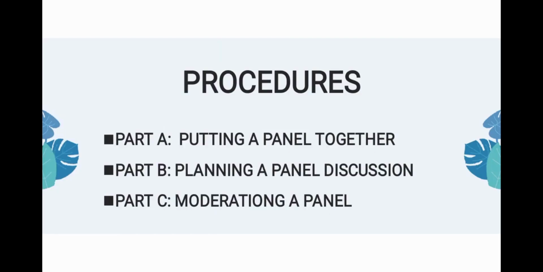So there are three procedures in doing panel discussion. So firstly, part A, you need to put a panel together. So firstly, you need to select a topic. Next is to select participants or choose who is the audience, who is the instructor. Of course, you are the instructor, who is the moderator, and who are the panelists. And the part B is planning a panel discussion. So for this, you need to decide how long the panel is.